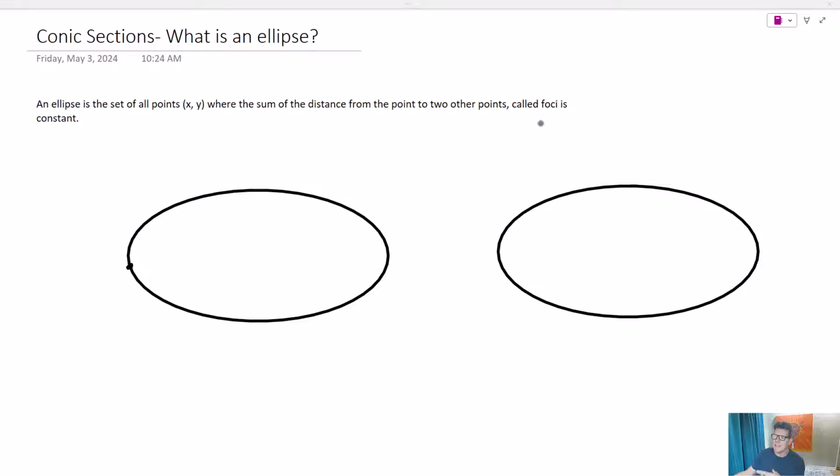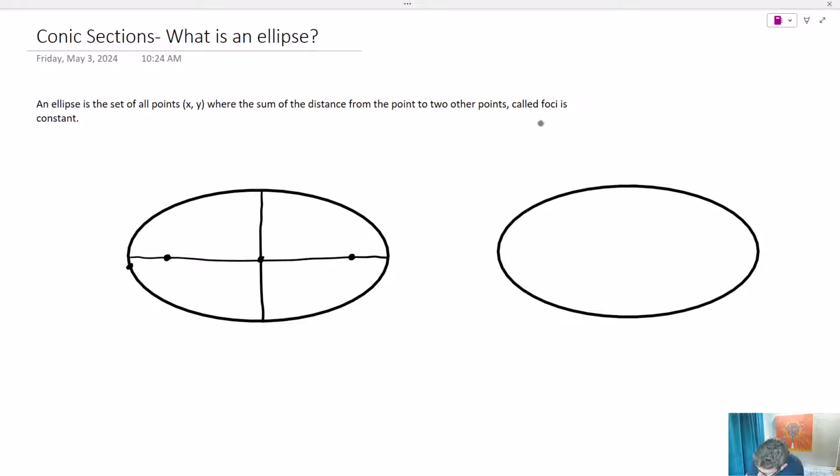So an ellipse is the set of all points (x, y) where the sum of the distance from the point to two other points called the foci is constant. So let's take a look at this ellipse, and let's imagine that we separate the ellipse into four sections right through the center of the ellipse, the center right here. And we're going to put our two foci, and for right now, that's about where the foci would be on this particular ellipse. What we want to do is think about how the ellipse is actually constructed, how this line is constructed.